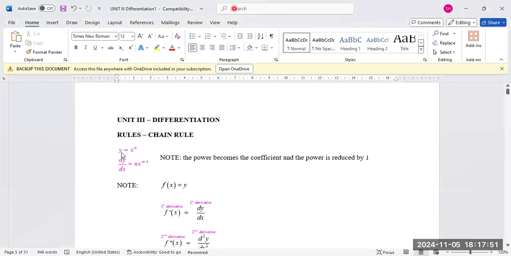Look, y is equal to x to the n, dy by dx. I'm differentiating, so this n goes in front, and then I put the x, and I subtract 1 from the power: x to the n minus 1. This rule will take you into calculus 1, calculus 2, calculus 3, and calculus 4. You must know this rule. Y is equal to x to the n, dy by dx is going to be equal to nx to the n minus 1. The power becomes a coefficient and the power is reduced by 1.